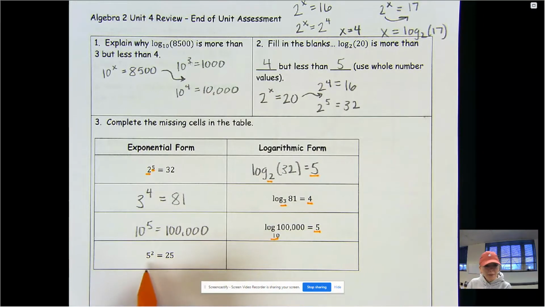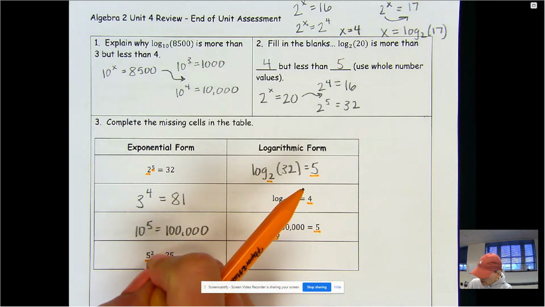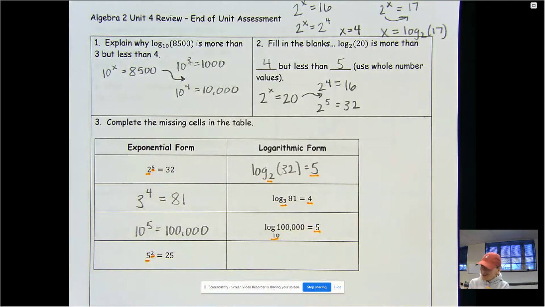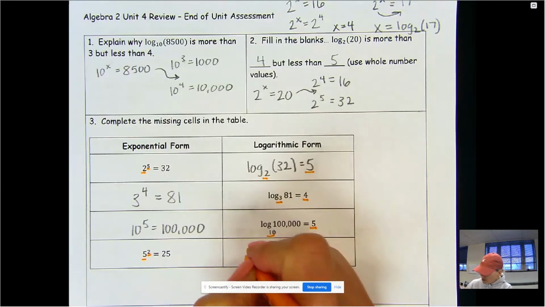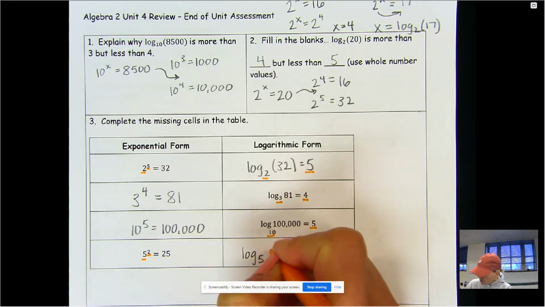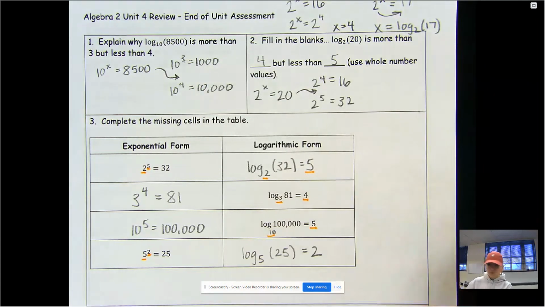And then finally, 5 squared equals 25. So we've got our base and our exponent on the same side of the equal sign over here. They're going to separate on the other side. So log base 5 of 25 is equal to 2.